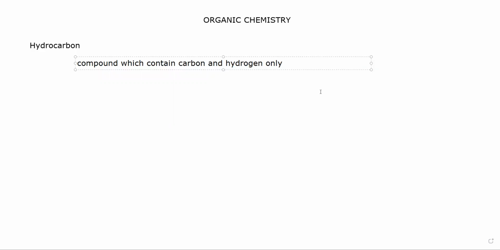So for organic chemistry, we start with the term hydrocarbon. What is the meaning of hydrocarbon? The term hydrocarbon means the compound which contains carbon and hydrogen only. So the compound which contains carbon and hydrogen only, this compound is known as hydrocarbon.